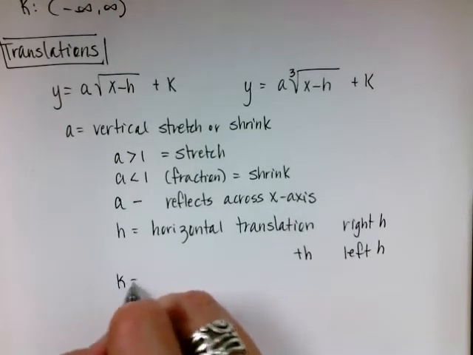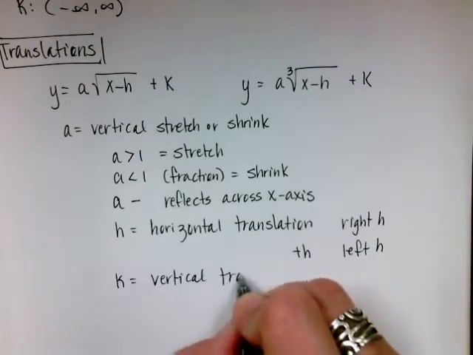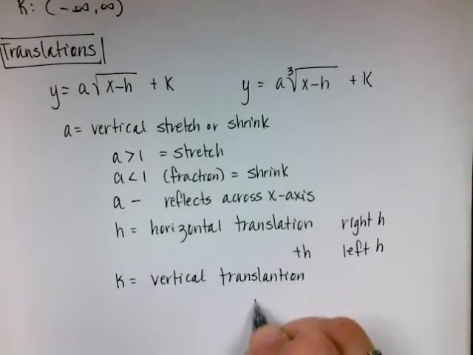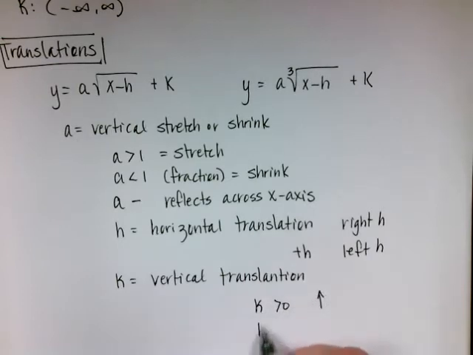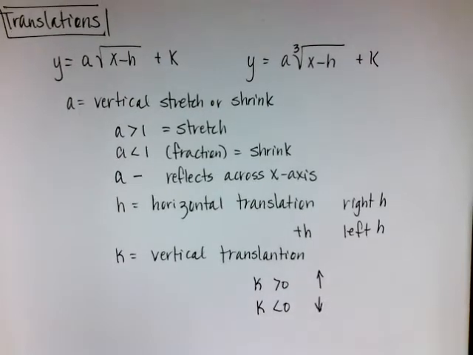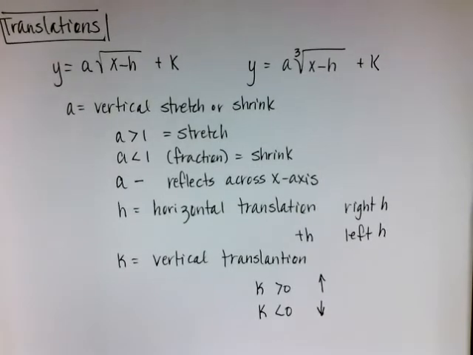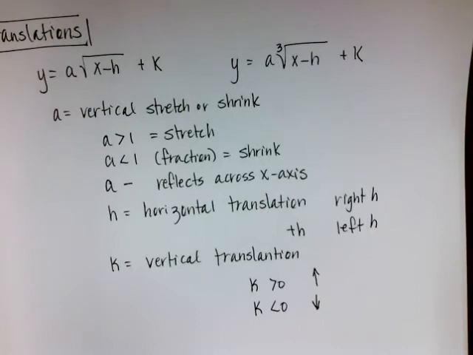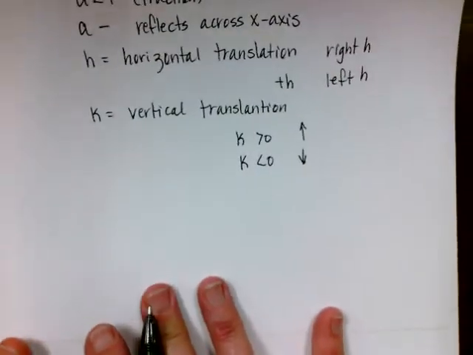Alright, and then my k is my vertical translation. Vertical things are nice because they're always exactly what they say. So if k is positive, then the graph goes up. And if k is negative, then my graph goes down. Alright, so those are all the things that we've talked about with translations before. Alrighty. So we just have two more examples for you, and then we'll get on to your problems.